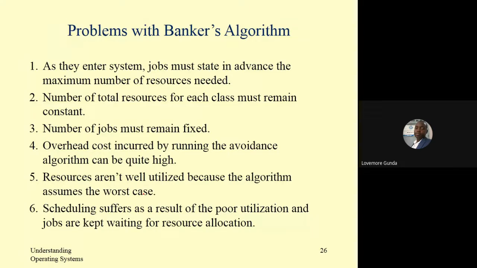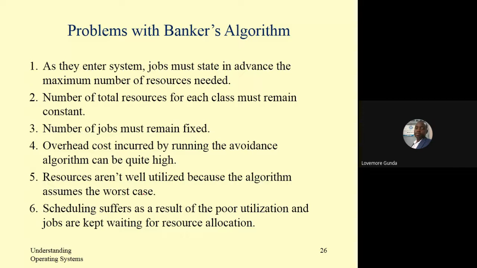When a job can create another job, then it will not necessarily mean that the resources will remain constant. It might require more resources as it progresses. And also the number of jobs must remain fixed. Again, a job can create another job, and so the jobs will no longer be restricted as such.